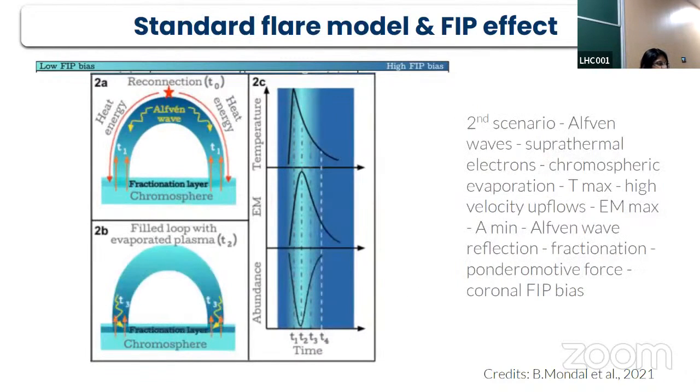The second scenario suggests that at the onset of the flare, alfven waves are released, and these waves move slowly to the chromosphere. But the heat energy which is released is transported to the chromosphere via suprathermal electrons, which causes chromospheric evaporation, and this is when the temperature peak is seen. After this, when the waves reach the chromospheric layer, they cause fractionation, and this fractionated material then moves to the coronal region, and that is when we see the coronal FIP bias being recovered.